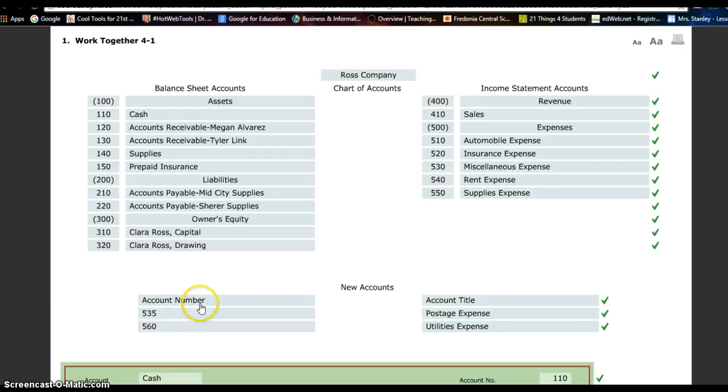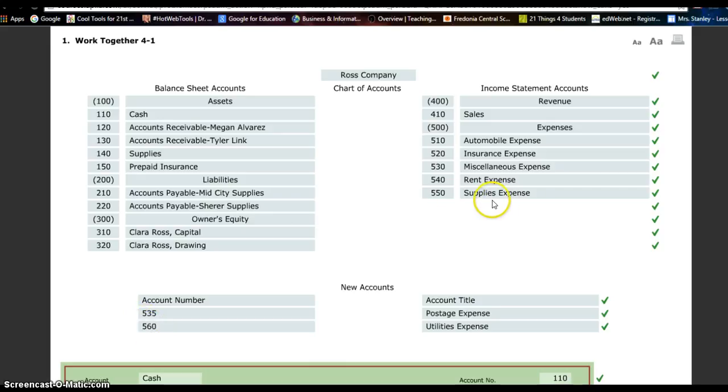Our title here is just account number. 535 is going to be our postage expense. So here's our account title. Postage expense would have to fit right in between miscellaneous and rent if we're going in alphabetical order, and since we don't have room to stick another increment of 10, we have to go in the middle and put the 535 so it fits between miscellaneous and rent for postage.